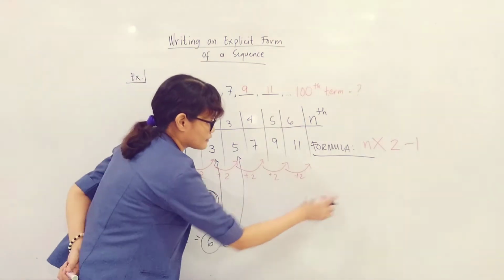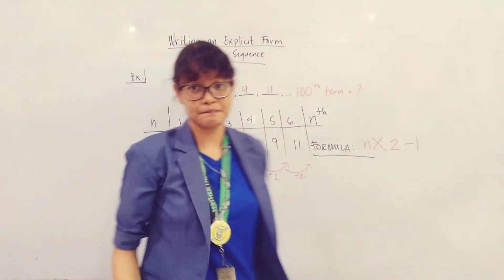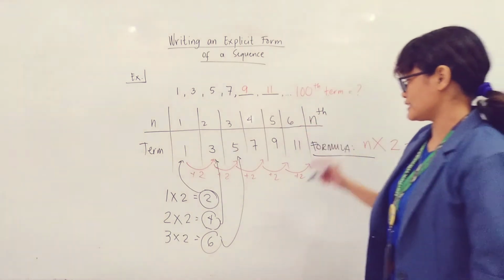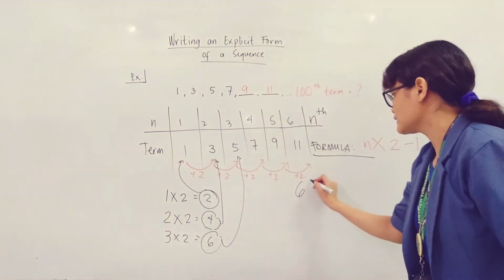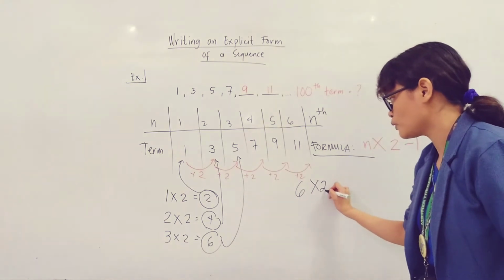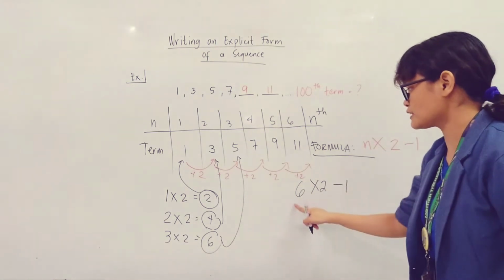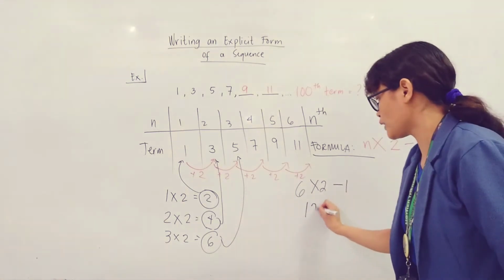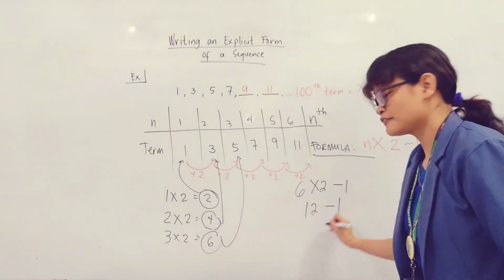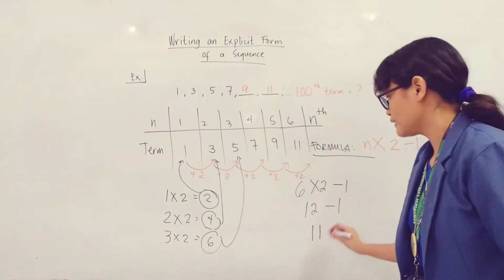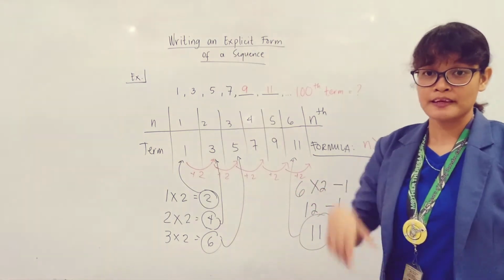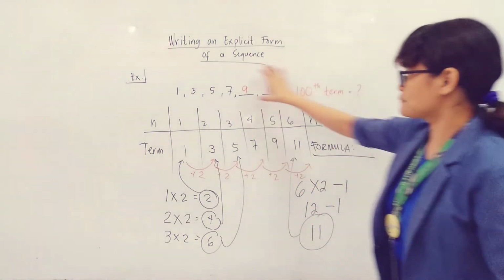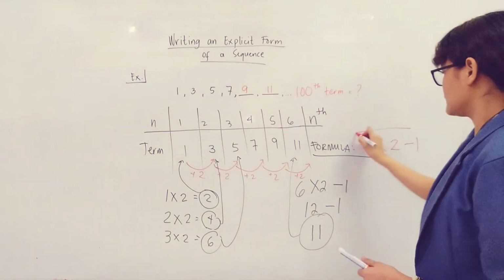If n is 6, this is our formula. So you have 6 times 2 minus 1. 6 times 2 is 12, minus 1. So your answer is 11. And this is what we're looking for. So therefore, the correct formula for this pattern is this one.